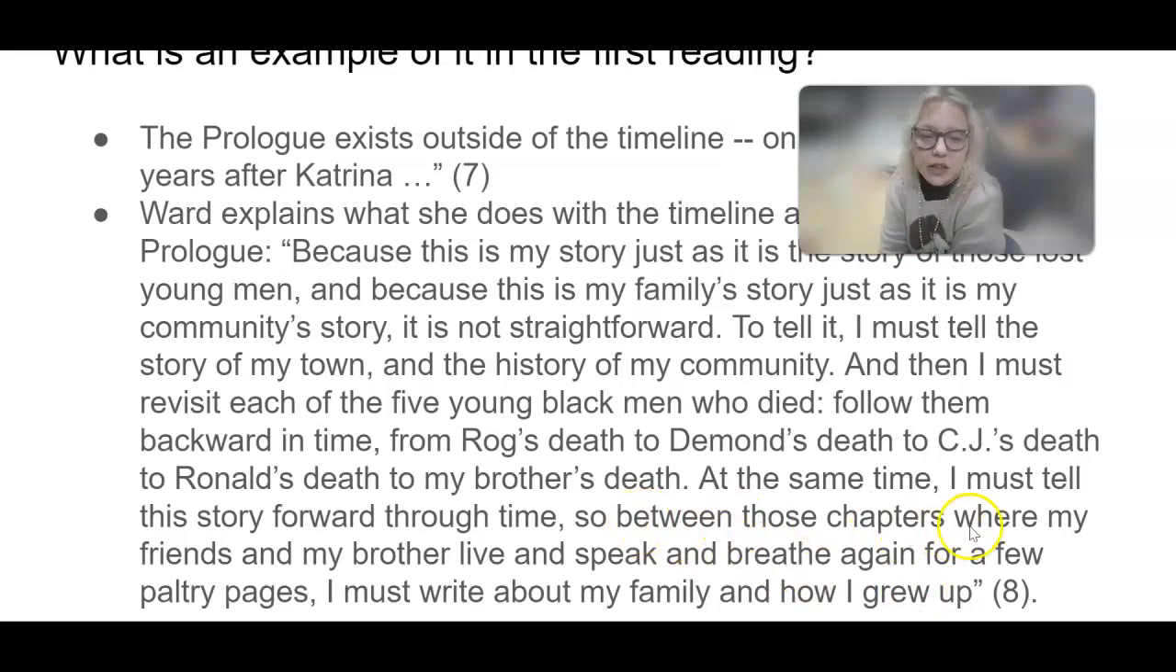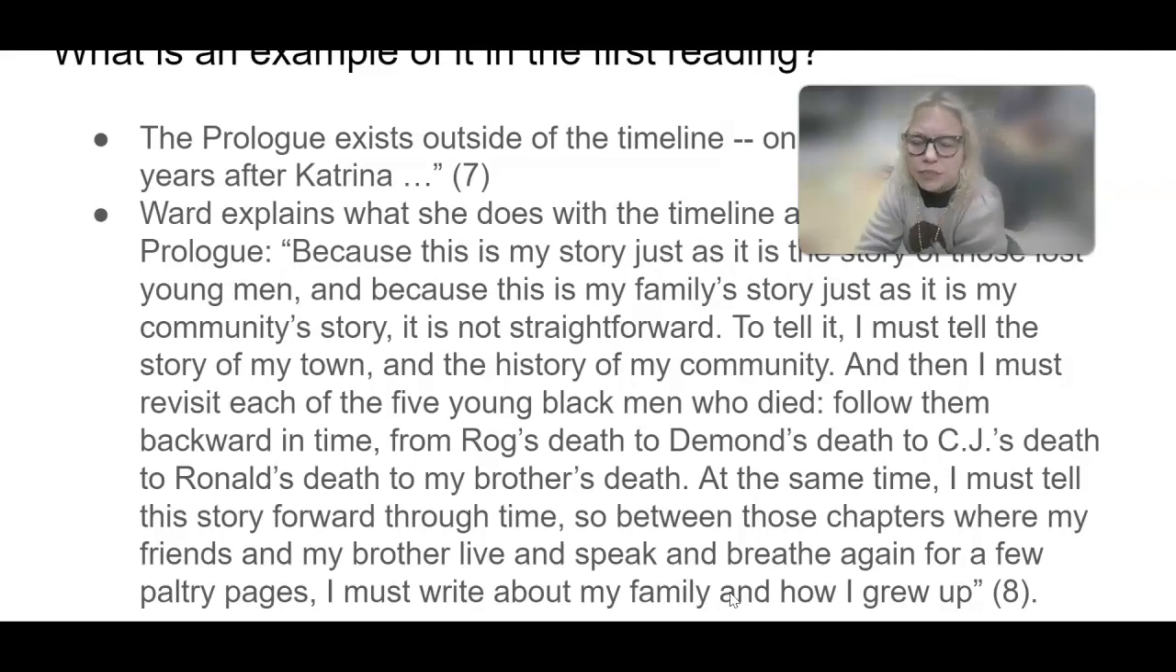So between those chapters where my friends and my brother live and speak and breathe again for a few paltry pages, I must write about my family and how I grew up. So she explains that those chapters where she's writing about herself and how she grew up are in between the main events, the stories of these men who are lost.